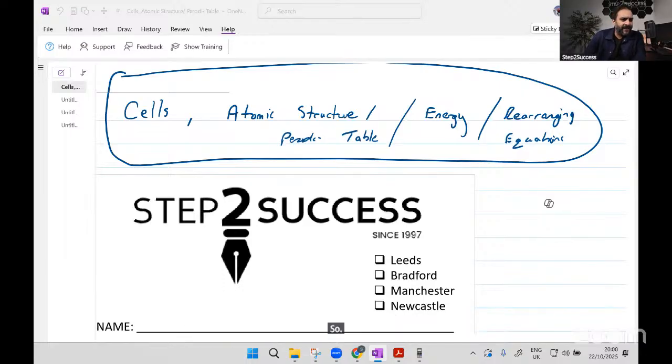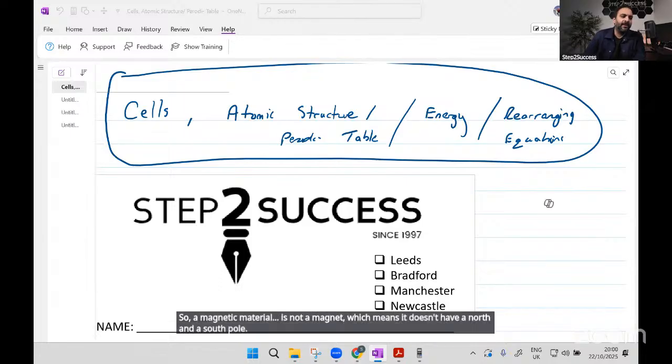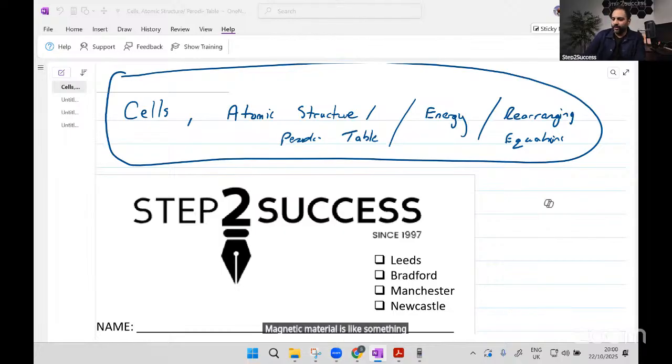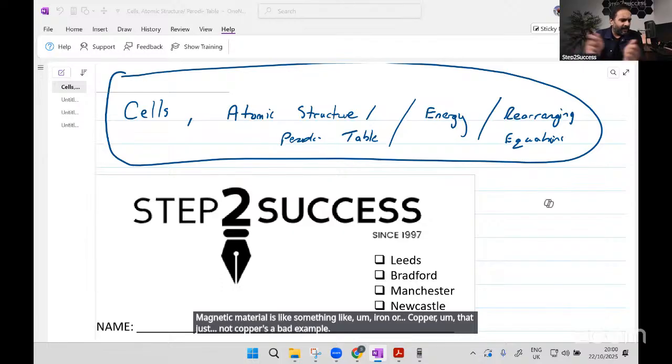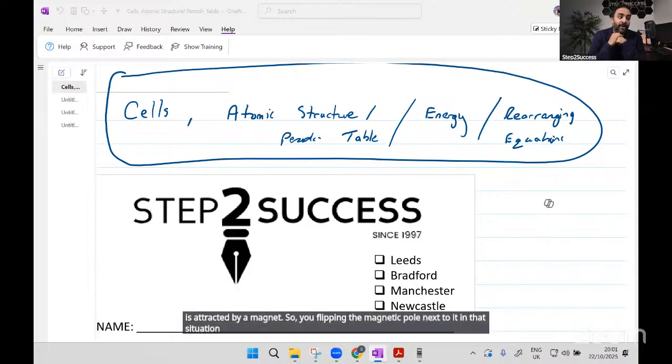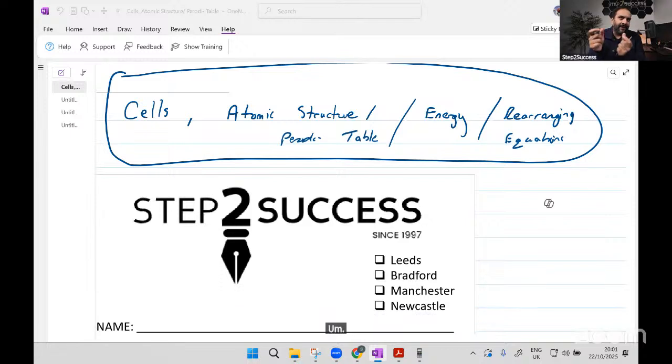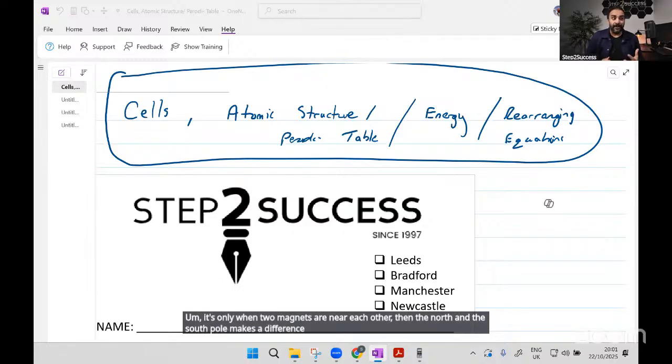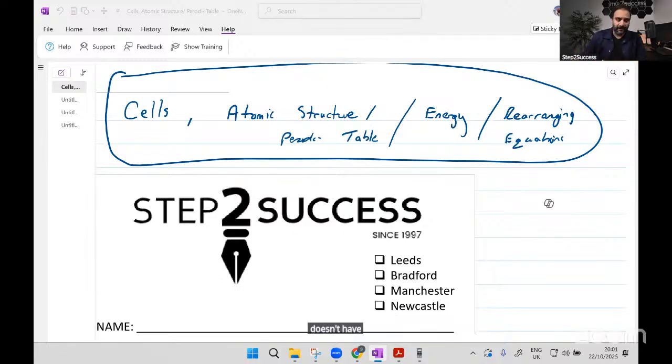So a magnetic material is not a magnet, which means it doesn't have a north and a south pole. Magnetic material is something like iron or steel, that is attracted by a magnet. So you flipping the magnetic pole next to it in that situation would make no difference. It would still attract. It's only when two magnets are near each other that the north and the south pole makes a difference. But magnetic material doesn't have a pole as such.